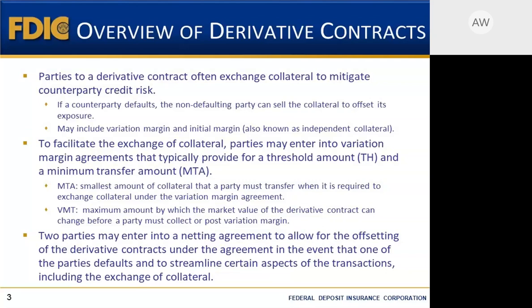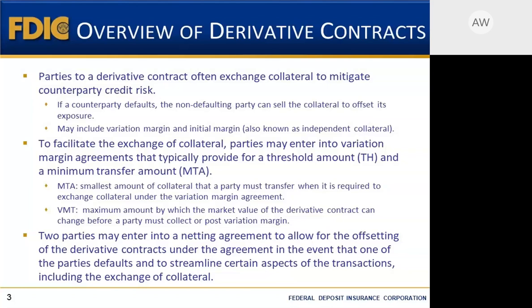Parties exchange variation margin on a periodic basis during the term of a derivative contract, as typically specified in the variation margin agreement or by regulation. Variation margin offsets a change in the market value of derivative contracts and thereby covers the potential loss arising from the default of a counterparty. Variation margin may not always be sufficient to cover a party's positive exposure due to delays in receiving collateral or other reasons, and thus parties may exchange initial margin.